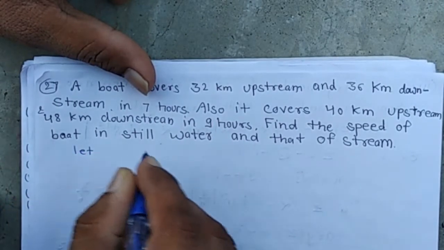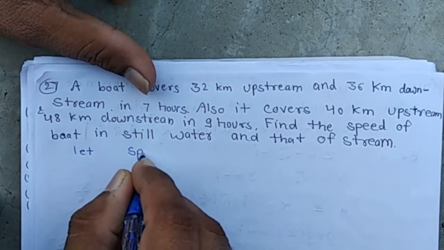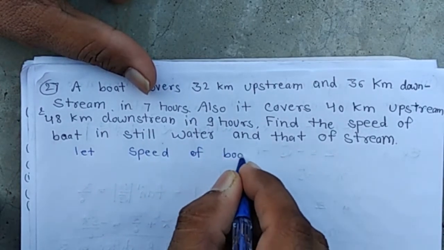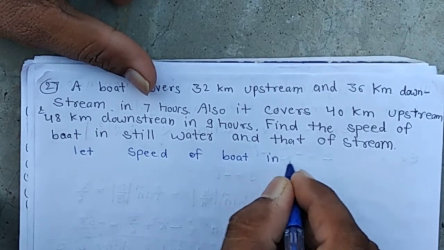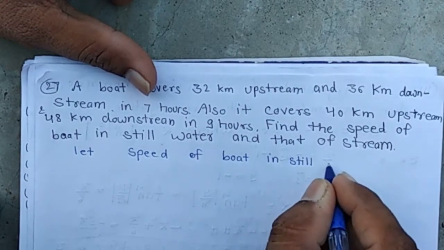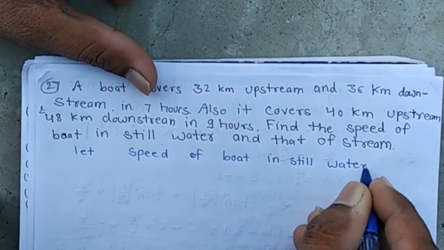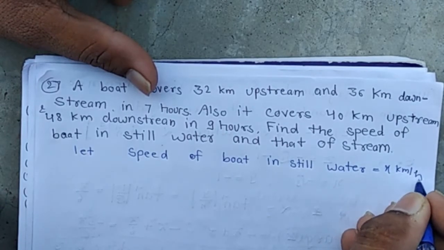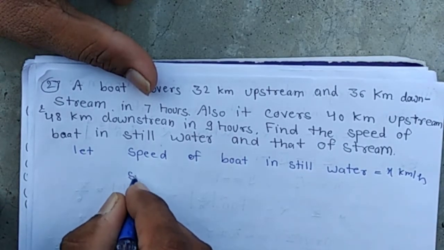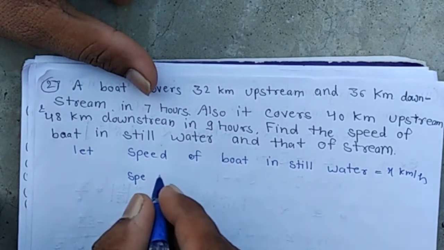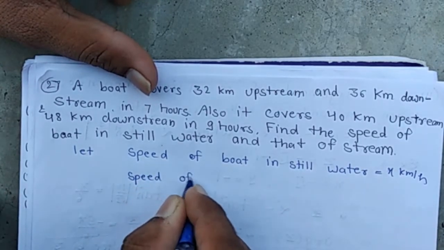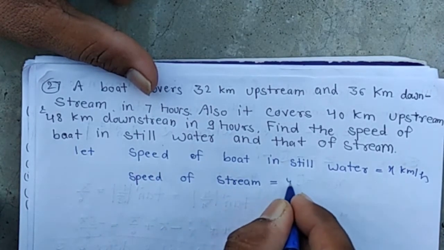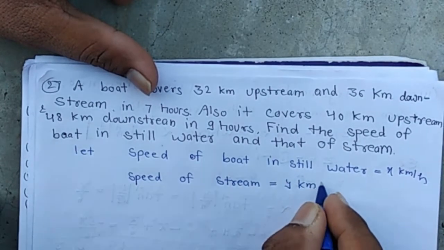Let the speed of the boat in still water be x kilometer per hour, and the speed of the stream be y kilometer per hour.